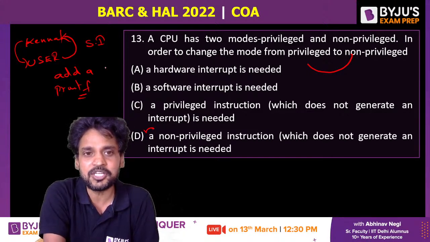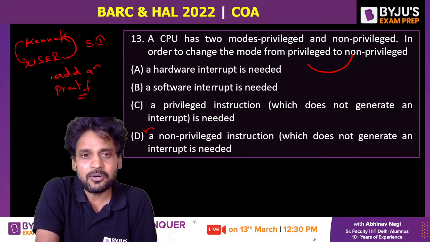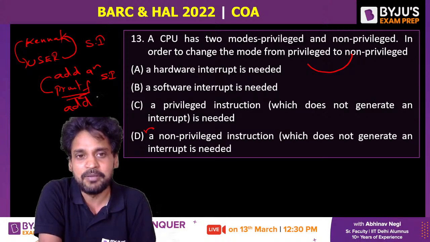Printf is a privileged instruction, add A is a normal instruction. The control will switch the mode from user to kernel mode, from add A to printf. For that, a software interrupt is needed. Right after printf, there is one more normal user instruction, that is add B.